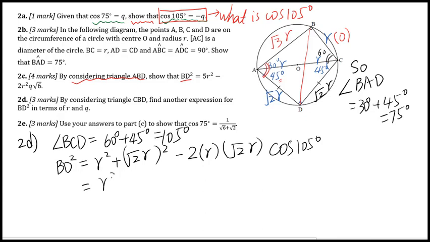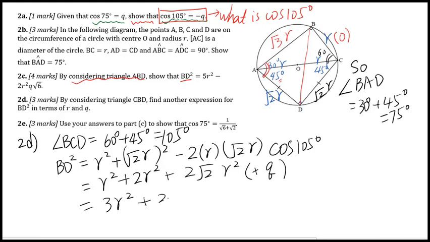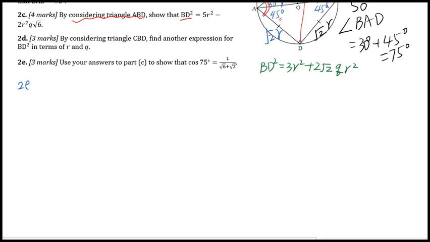Then we simplify: R squared plus 2R squared minus 2 square root of 2R squared. Cosine 105 we already got from 2a, that is a negative q. We organize, you will get 3r squared. Negative times negative is a positive. So you get plus 2 square root of 2qr squared.